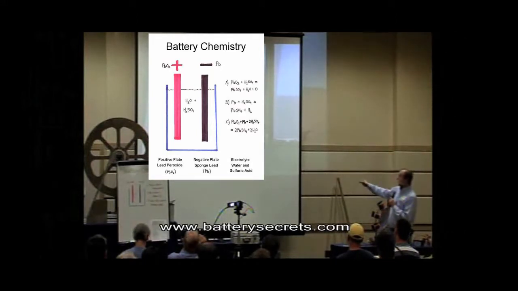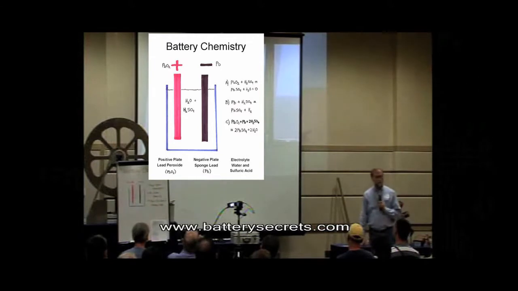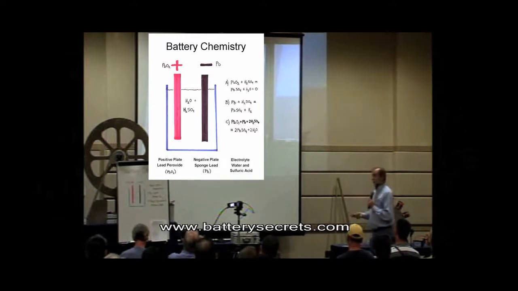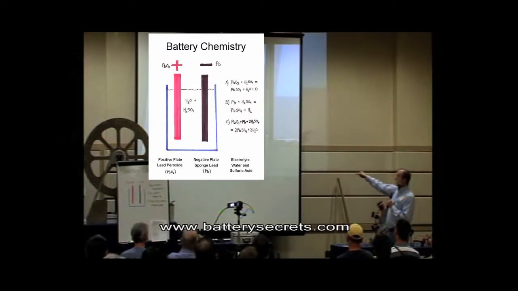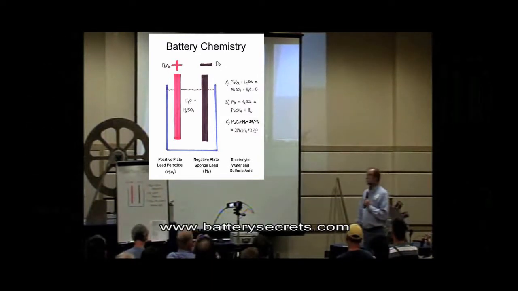And because we have one molecule of water here and one oxygen and another H2O here, we end up with two molecules of water. So that is the reaction when we simply connect these two things together through some sort of external circuit. That's what happens chemically inside the cell.